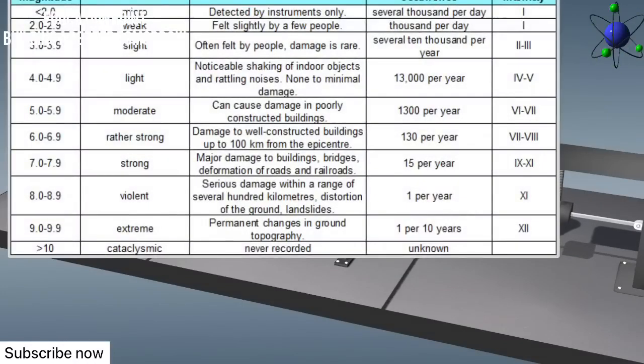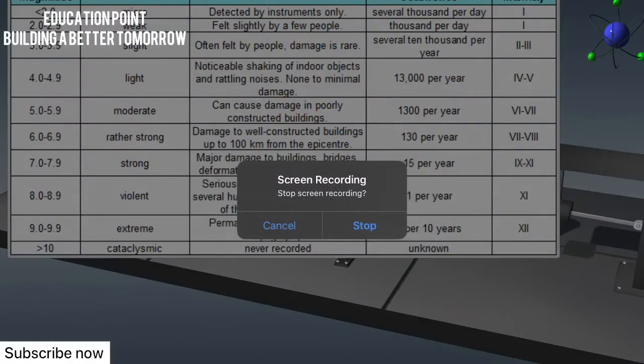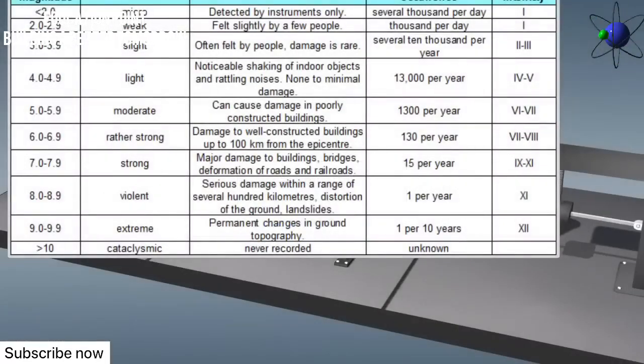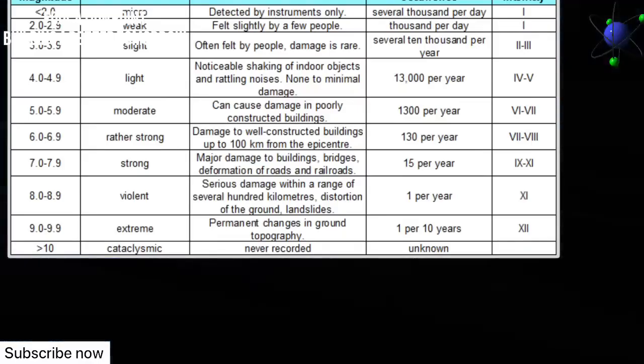The modified Mercalli scale, or MM, classifies earthquakes based on their intensity. This 12-degree scale shows the effects of an earthquake at a given location. The Richter scale is based on instrumental measurements. It indicates the amount of energy released during an earthquake, i.e., the magnitude measured by seismometers. Each unit increase in the Richter scale represents a 32-fold increase in the energy released.